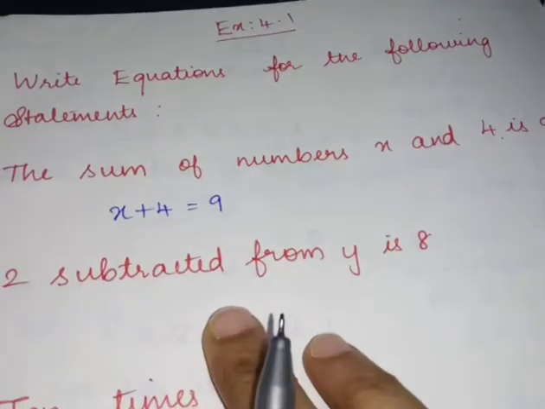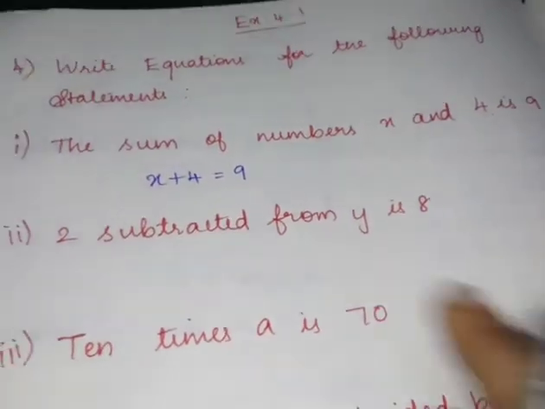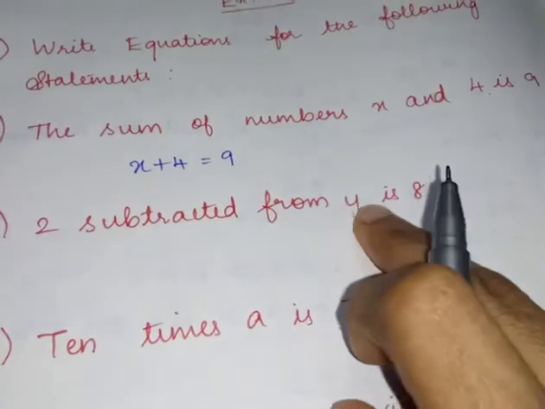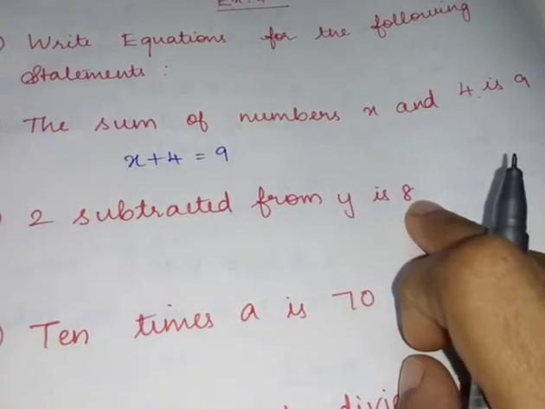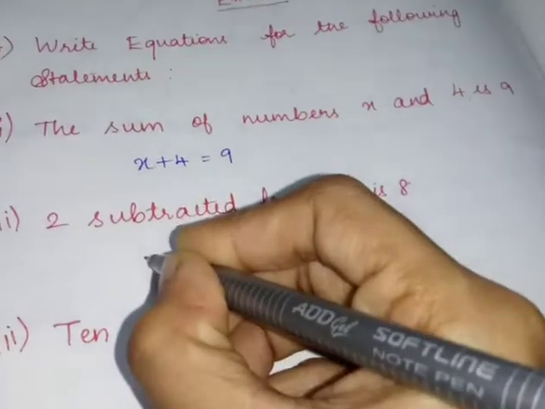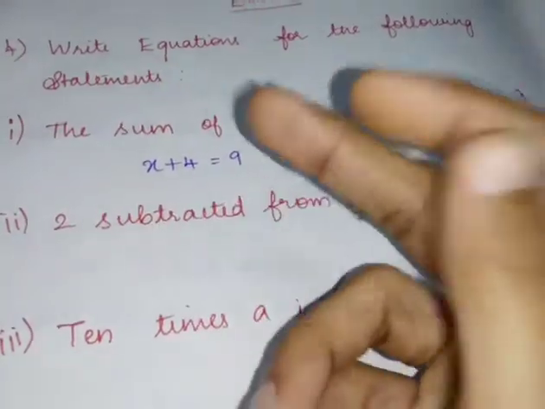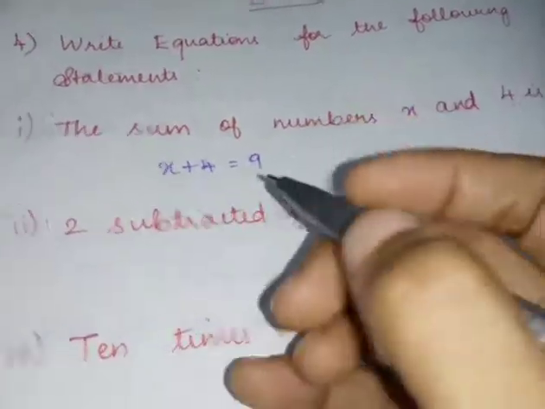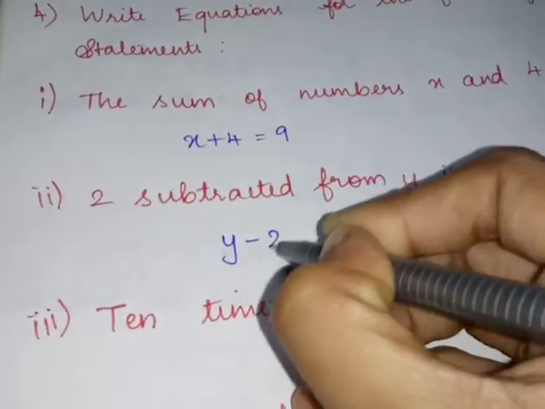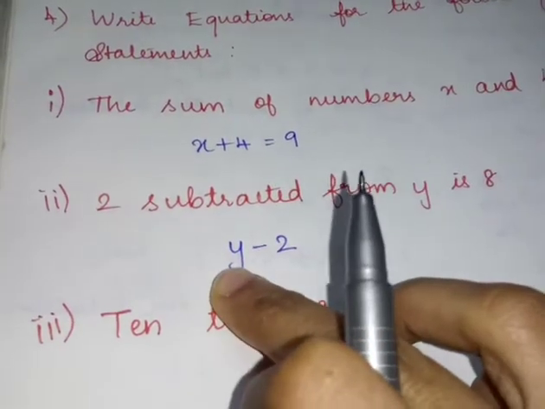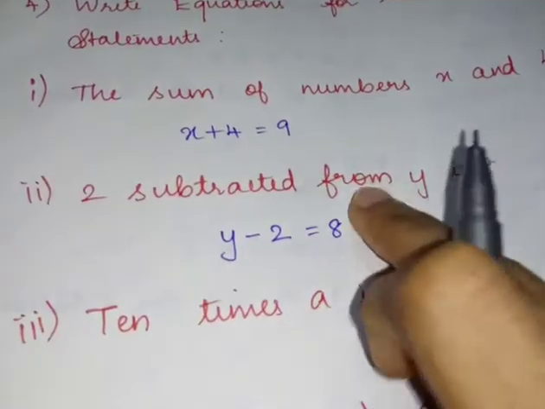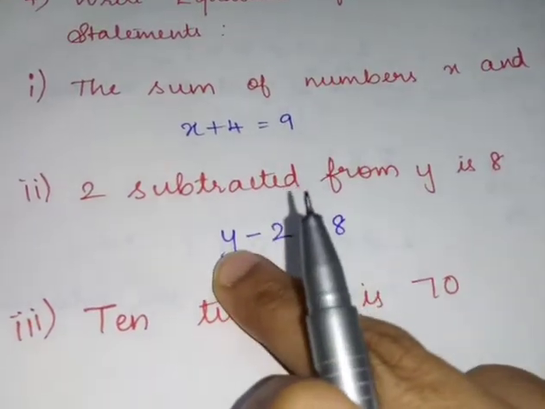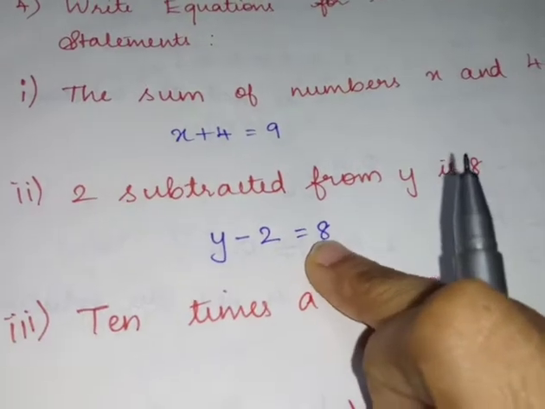Next, second question. 2 subtracted from y is 8. So what is subtracted from y? 2. Which one you should write first, either 2 or y? y, because 2 is subtracted from y is 8. 2 subtracted from y. 2 is subtracted from y is 8.